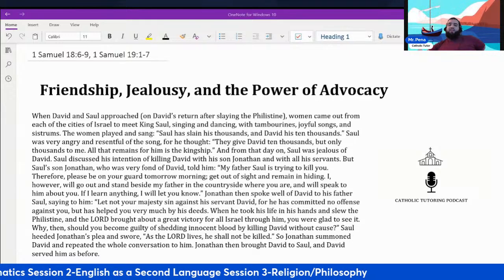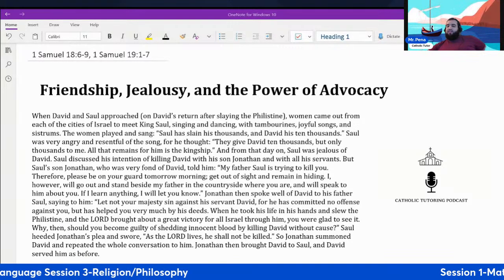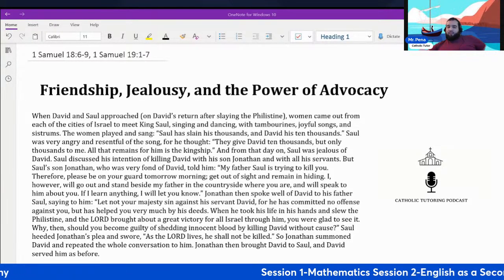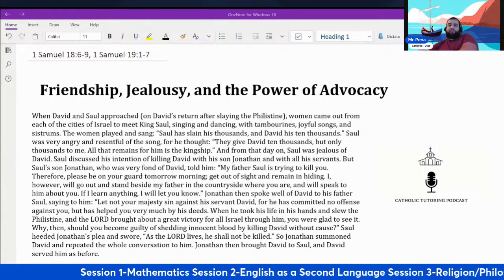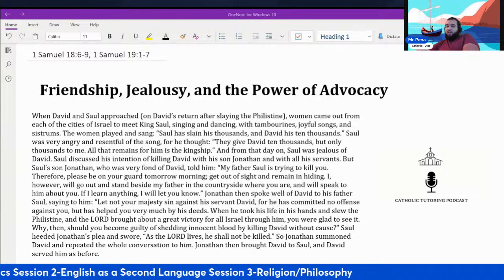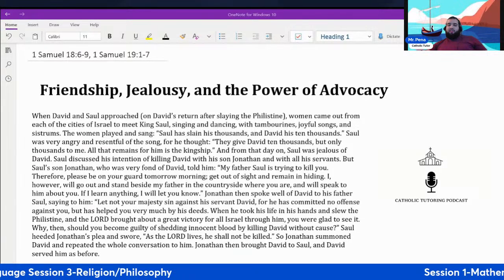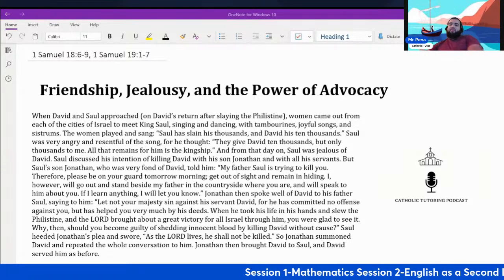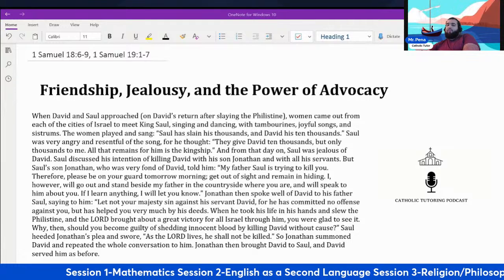Jonathan, in a courageous act of advocacy, pleads with Saul not to sin against David. He reminds Saul of David's loyalty and the great victory the Lord brought through him for all Israel. Jonathan appeals to the conscience of his father, urging him not to shed innocent blood without cause. Through Jonathan's intervention, Saul is moved and he swears that David shall not be killed.